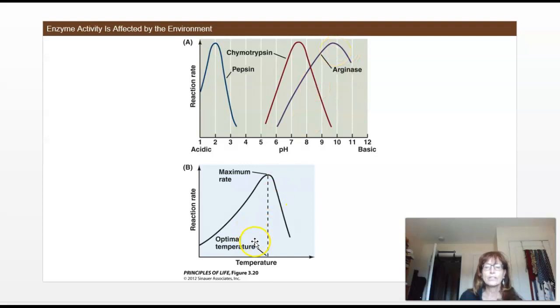Also temperature. Most enzymes operate at body temperature, so they have an optimal temperature. If you decrease the temperature, it's going to slow down that rate. If you increase it, it's also going to slow down that rate. And if it's extreme here, or extreme in the pH for that enzyme, it's going to start to denature it, and therefore it's not going to work as well. It'll seriously slow it down.